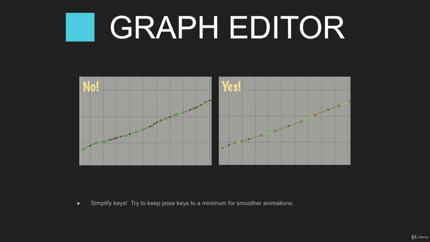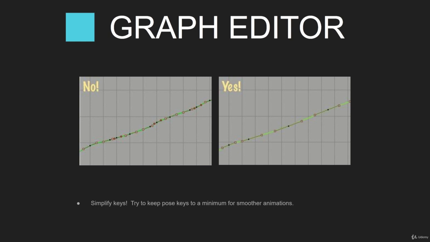What ends up happening is if you have a lot of these keys set in place, it can start to create a lot of jitter and unwanted movement. By simplifying your keys, you can have the same curve, the same movement, with fewer keys. It'll be smoother and less complex. So if you end up deleting a key and it doesn't really affect the pose, chances are you don't need that key and you should just delete it.